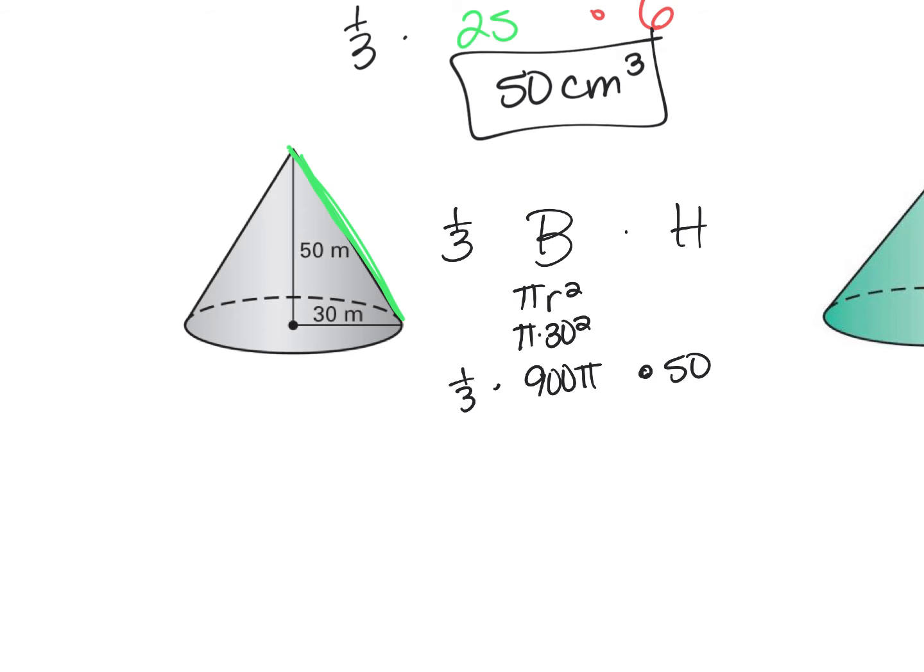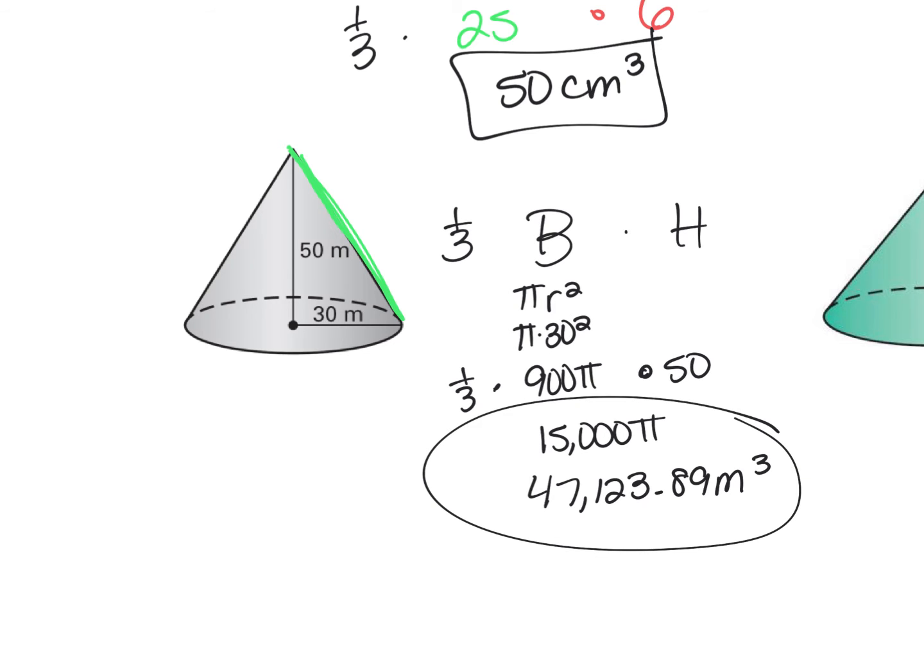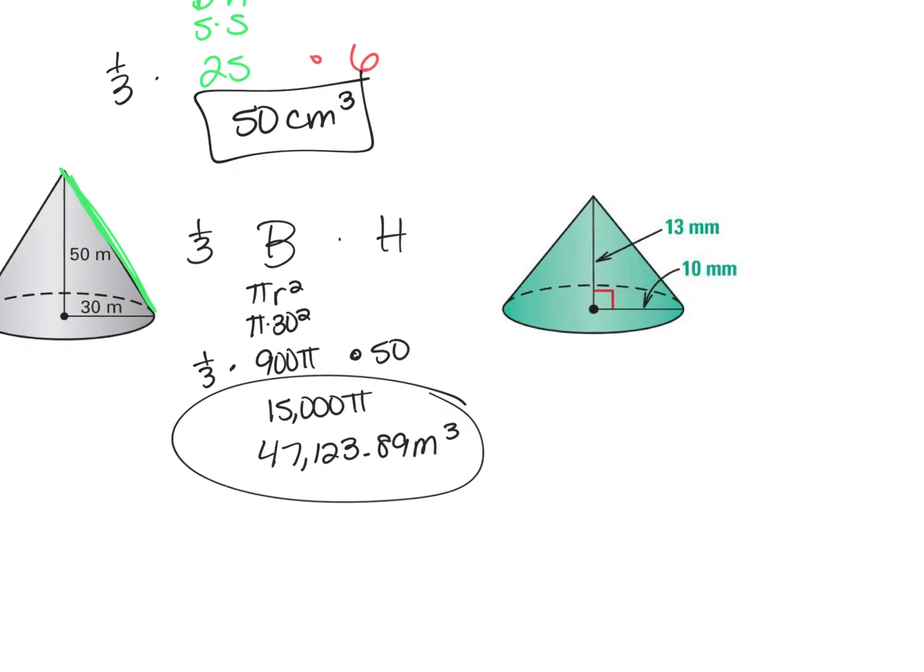So now let's do this in terms of pi. That's going to be 1/3 times 900 times 50. And you get 15,000 pi. Now let's type that in our calculator. So 15,000 pi, it's going to be a gigantic number, which makes sense because these are pretty big numbers themselves. So this would be 47,123.89 meters cubed. Depending upon how they want their answer, if it's in terms of pi, it's the top one. If they want it rounded, go with the second one.